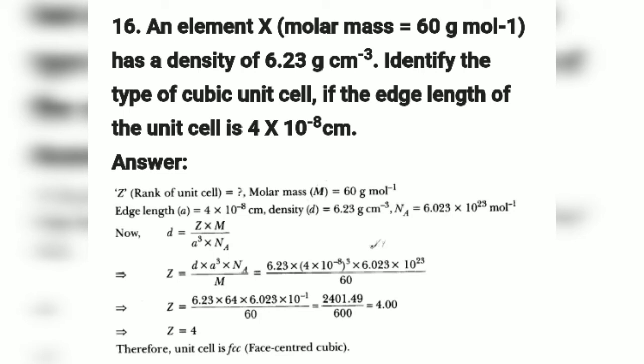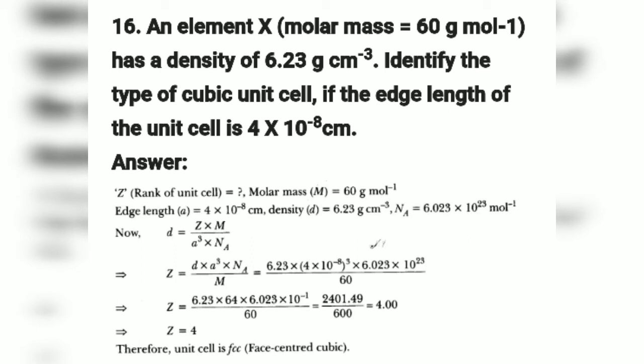To make it easier, we have first simplified the formula and now we are going to drop the values. When you drop the values and solve this, you are going to get 2401.49 divided by 600. The 600 comes because the 10 raised to minus 1 is taken down, and then 60 into 10 becomes 600.